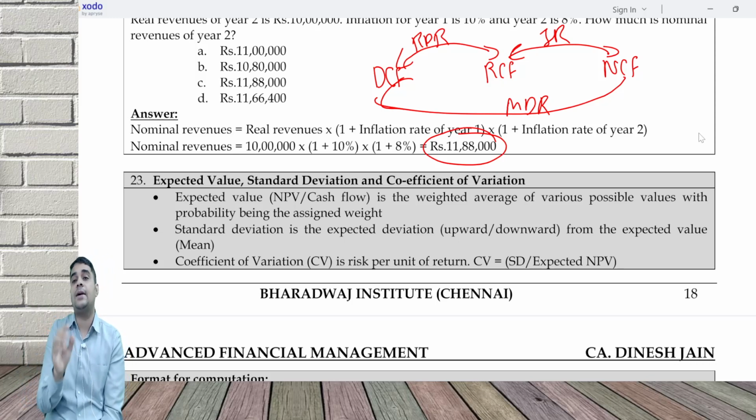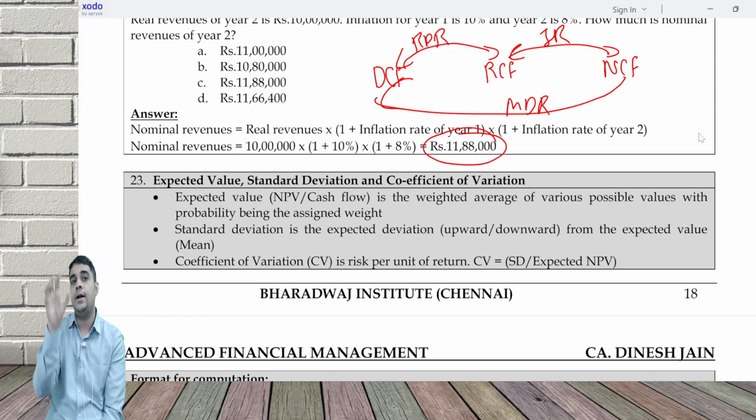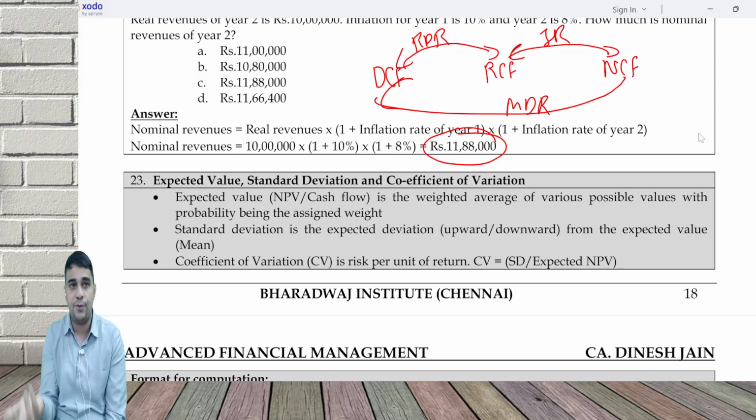First thing is you'll have to calculate the expected cash flow and standard deviation for every year. How do you do it? Cash flow, probability, product, deviation, and PD square. Sum of the product is year 1. If the same gets repeated, same for year 2. Same gets repeated, same for year 3. Same gets repeated, same for year 4. And your standard deviation will also be the same.